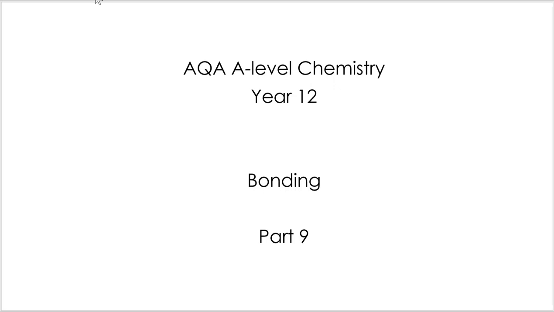We are on the bonding topic from Year 12 and this is video 9 in a series of 10 for this topic. In the last video we looked at different crystal types, so we had ionic, molecular and metallic, but we didn't see anything about giant covalent structures, and this video is going to be a summary and a reminder of some of the key properties and reasons for those properties for giant covalent.